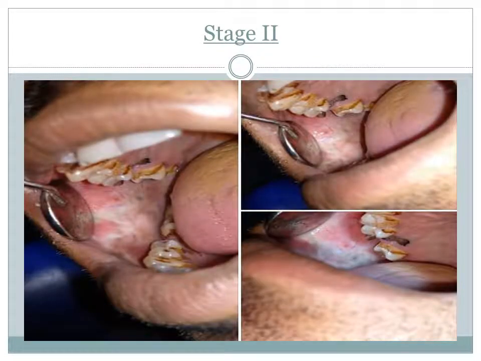Stage 2, there is inability to open the mouth completely and stiffness in mastication. As the disease advances, there is difficulty in blowing out the cheek and protruding the tongue. Sometimes there is pain in the ear and speech is affected. On examination, there is an increasing amount of fibrosis in the submucosa. This causes blanching of the mucosa.